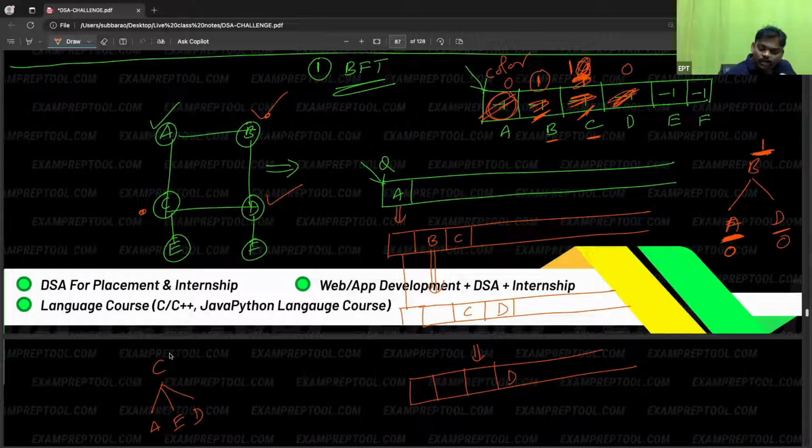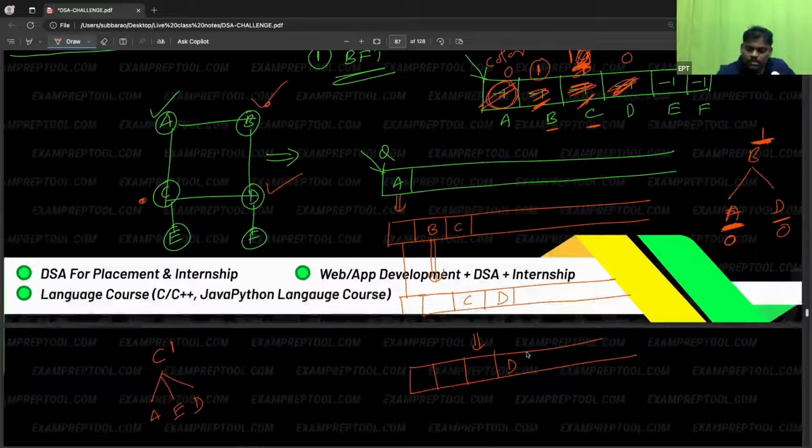What is the C color? 1. Right? Who is the C adjacent? C adjacent is A also, E also, D also. Then immediately ask, hello A, what is your color? A color is 0. 0 means already visited. And one more, 0, okay. Is it opposite? Yes, no problem.